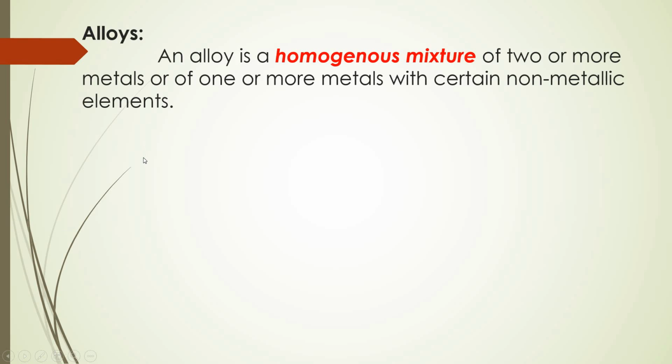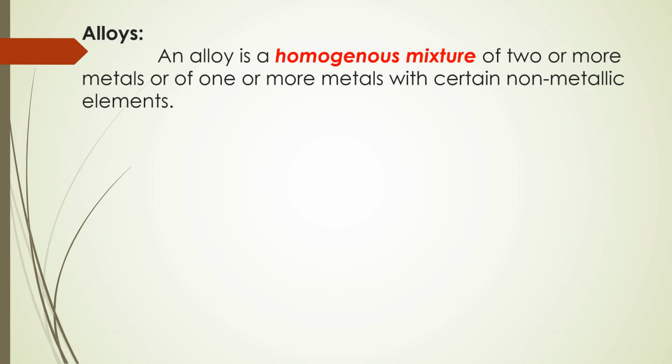Alloys. An alloy is a homogeneous mixture. Please remember this term, homogeneous mixture. An alloy is not a pure substance, it is an impure substance. Mixtures are impure substances, so an alloy is a mixture. And again, mixtures are of two types, heterogeneous and homogeneous. Heterogeneous means the constituents are not mixed equally everywhere. But if the constituents of the mixture are mixed equally everywhere, then the mixture formed will be homogeneous.